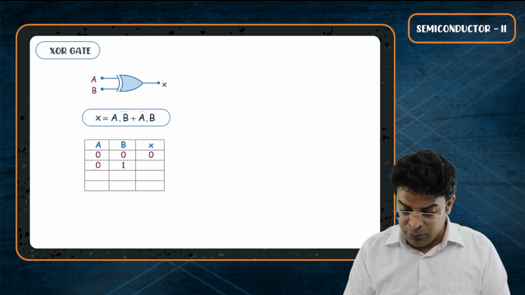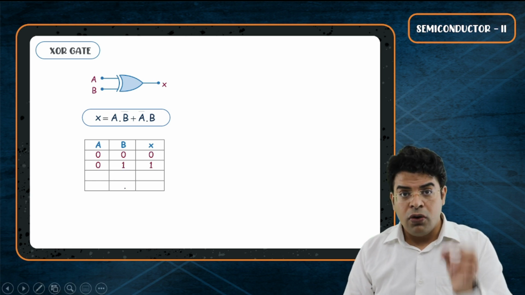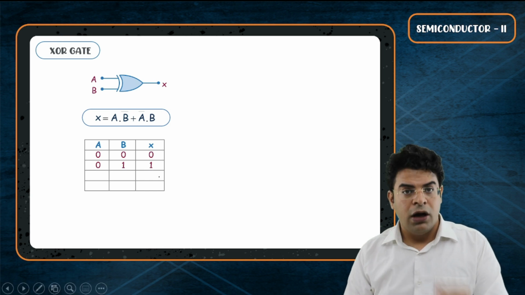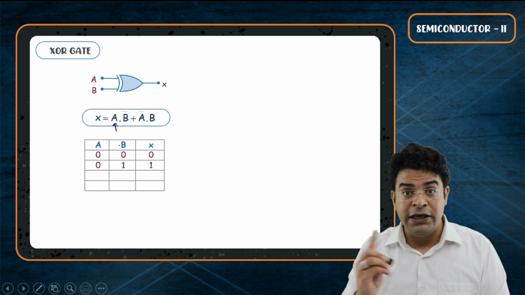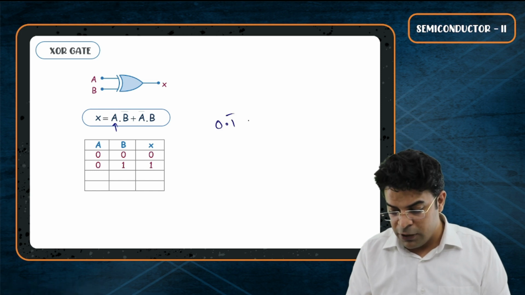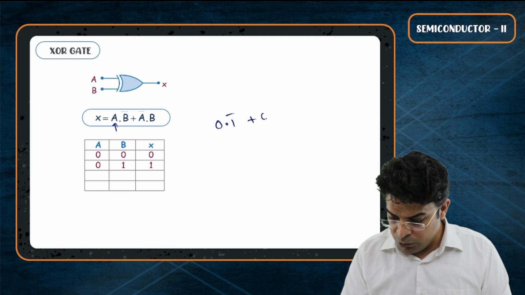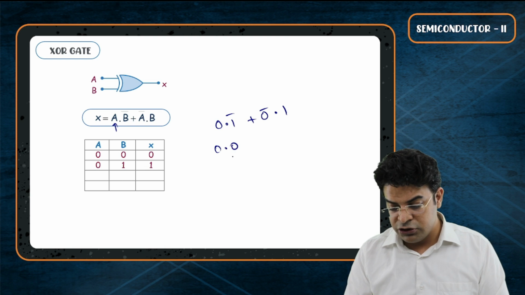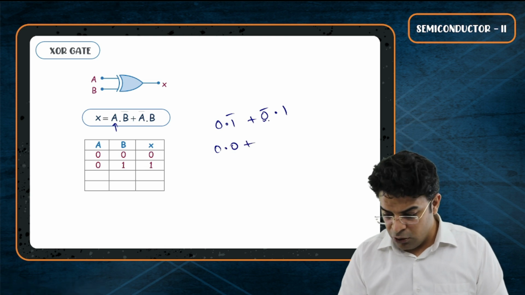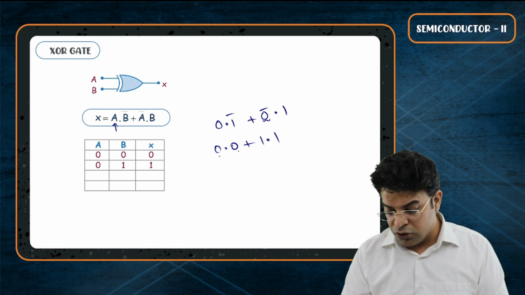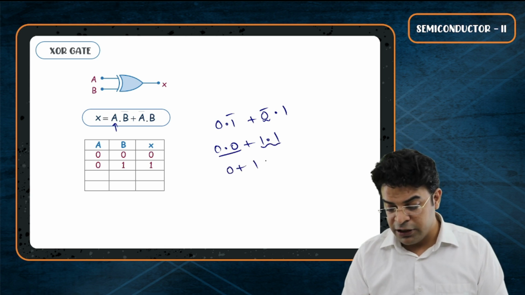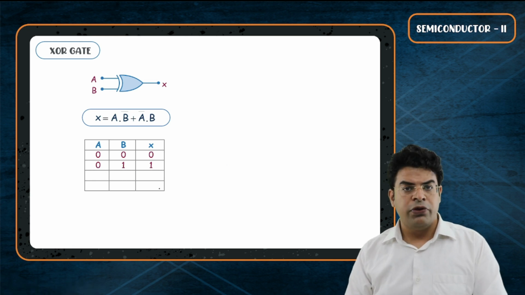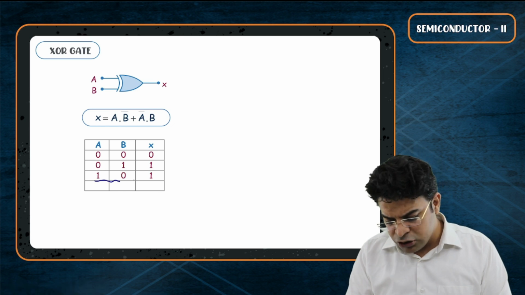What if the inputs are 0 and 1? The output of exclusive OR says that for 0 1 you will get 1. How? Let's see. a is 0 and b is 1. So here you will write 0 dot 1 bar plus 0 bar dot 1. Now 0 dot 1 bar gives you 0 dot 0, plus 0 bar gives you 1 dot 1. 0 dot 0 becomes 0 and 1 dot 1 becomes 1. So the output comes out to be 1. Hence 0 and 1 gives you an output of 1. From symmetry, 1 and 0 will also give you an output of 1.